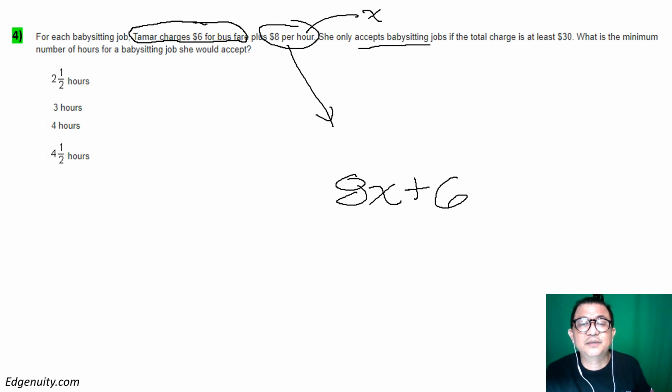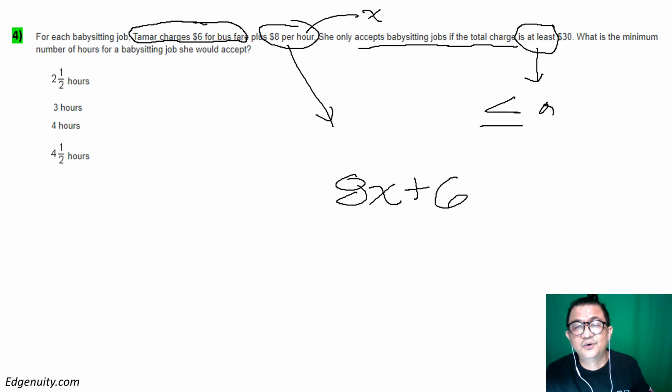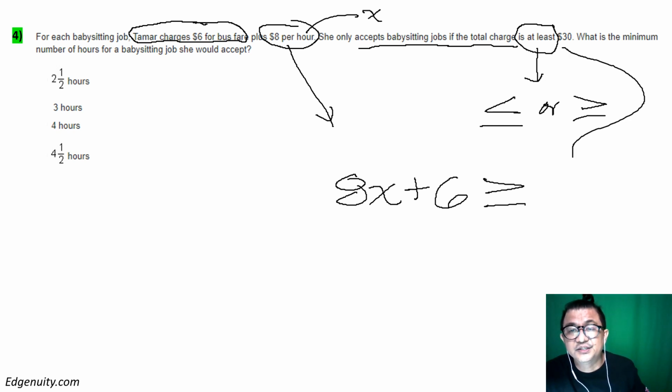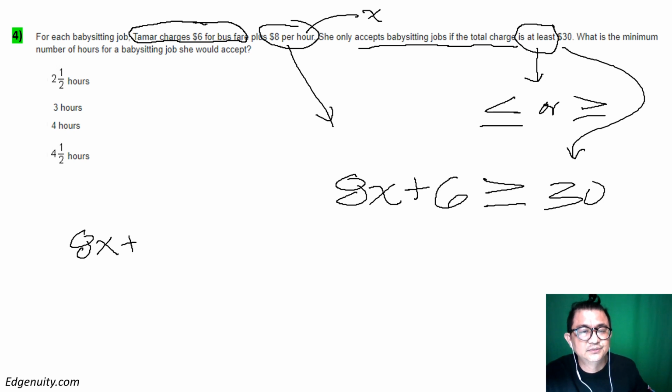She only accepts babysitting jobs if the total charge is at least, what is at least? Is it less than or equal or greater than or equal? What is at least? At least is greater than or equal to $30. Okay, so we're ready to solve. So that means, let's put it over here so we have space for solution. It's greater than or equal to 30.